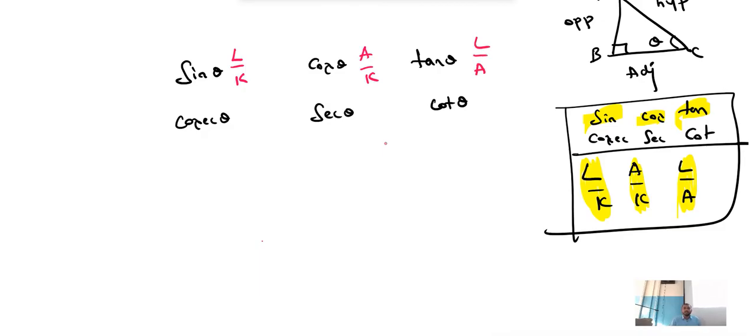If they ask cosecant, remember sine and cosecant are reciprocal. Reciprocal means if you reverse sine, you will get cosecant. Sine is L by K, then cosecant is K by L. Reverse cos, A by K, and you get secant, K by A. Tan is L by A, cot is A by L. This is the logic which you can apply. Any doubts?